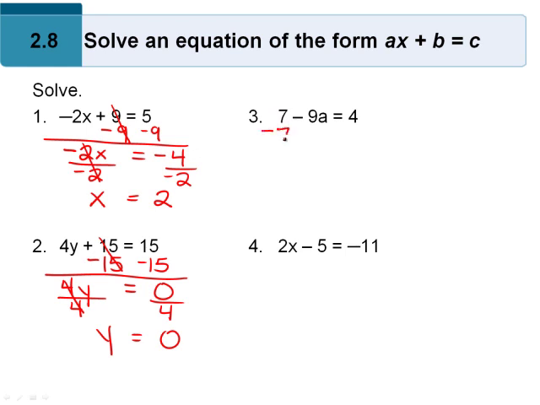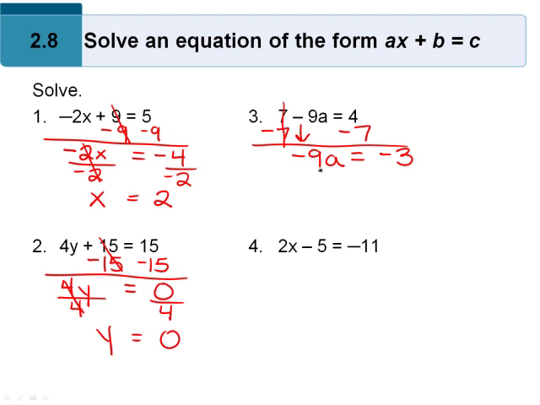So to get rid of it, I need to subtract it. I need to use a negative 7. So 7 and negative 7 cancel. Now, what comes down is a negative 9a. So be careful about bringing down that negative sign. And on the other side, we have equals negative 3. When we look at 4 and negative 7, you have to subtract there.